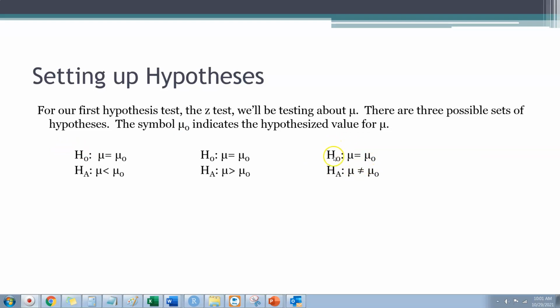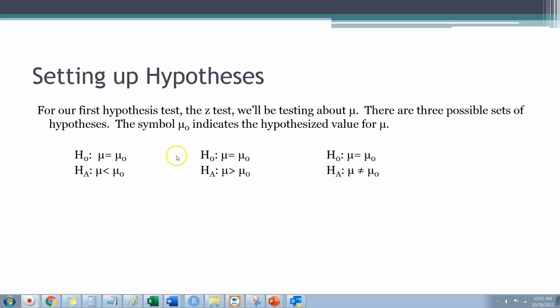For the null hypothesis, the opposite of not equal to is obviously equal to. So for this one, we're going to be assuming that mu is equal to the hypothesized value, unless we can find enough evidence to show that it's not equal to.